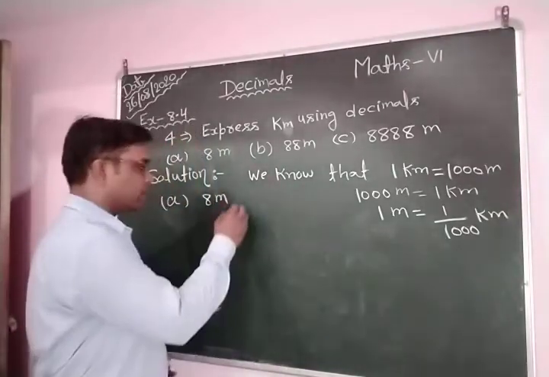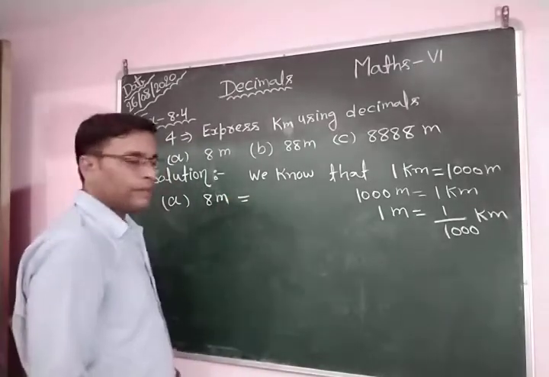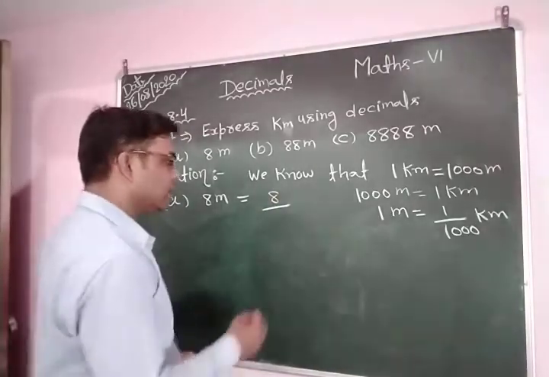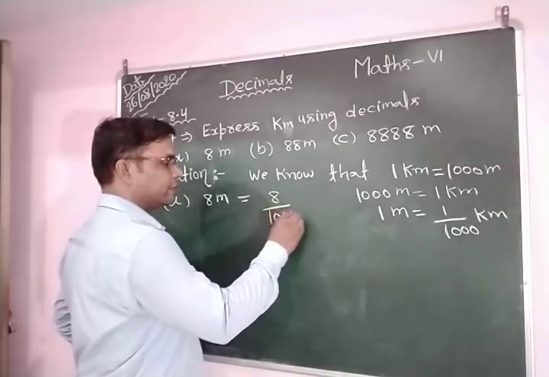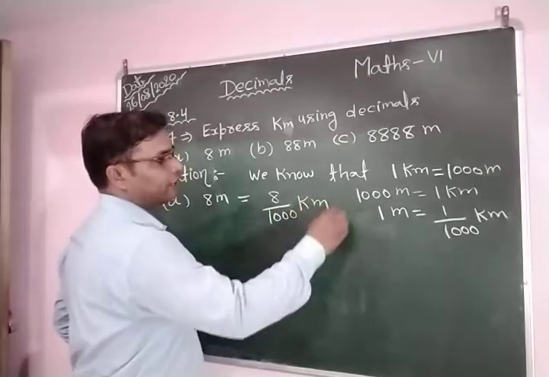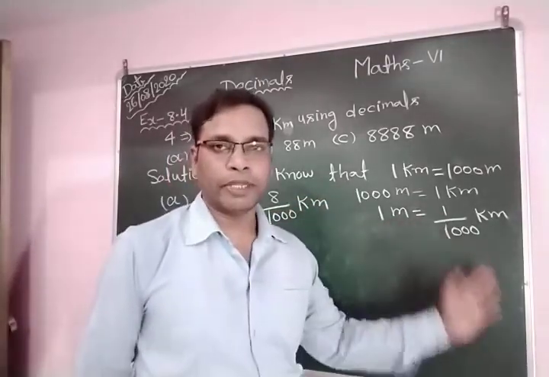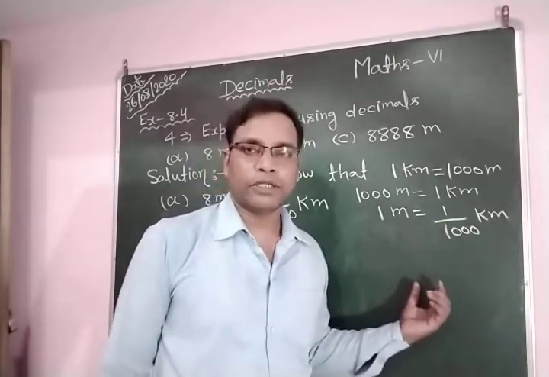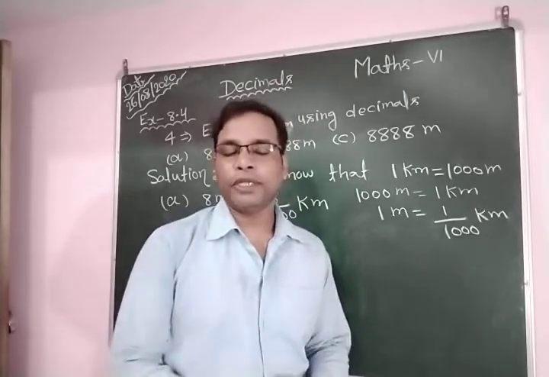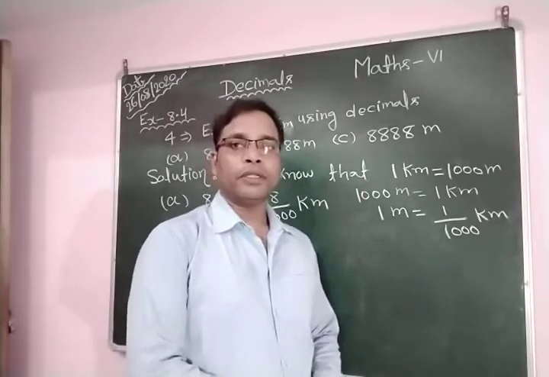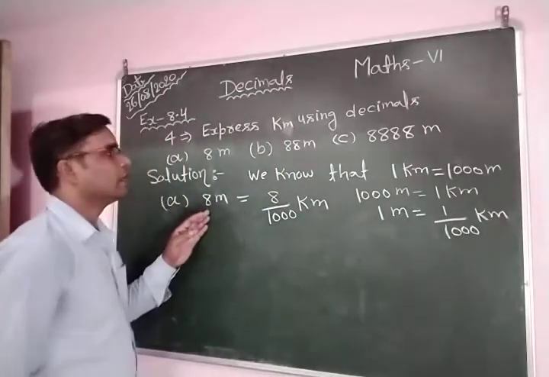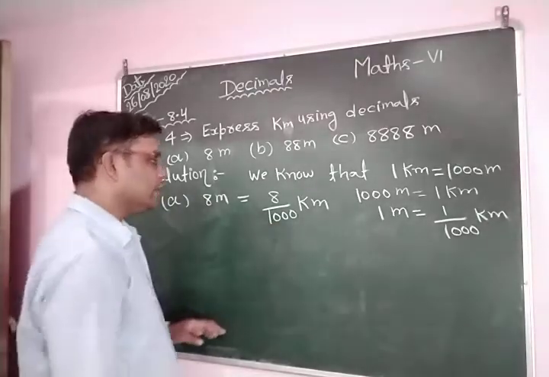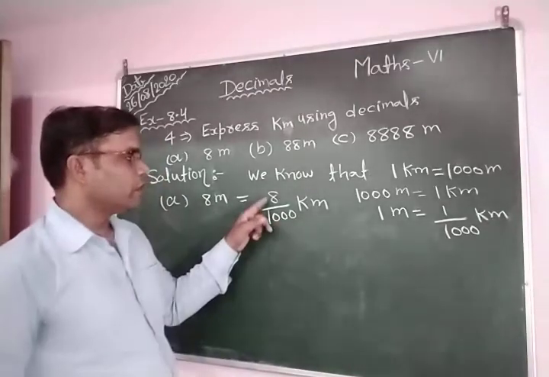So 8 meter is equal to nothing but 8 by 1000 kilometers, because you know 1 meter is equal to 1 by 1000 kilometer, 2 meter is equal to 2 by 1000 kilometer, 3 meter is equal to 3 by 1000 kilometer, 4 meter is equal to 4 by 1000 kilometer. So for this, 8 meter is equal to 8 by 1000 kilometers.